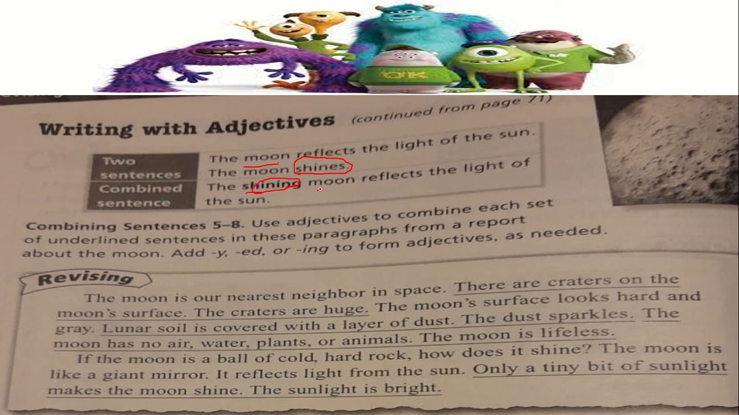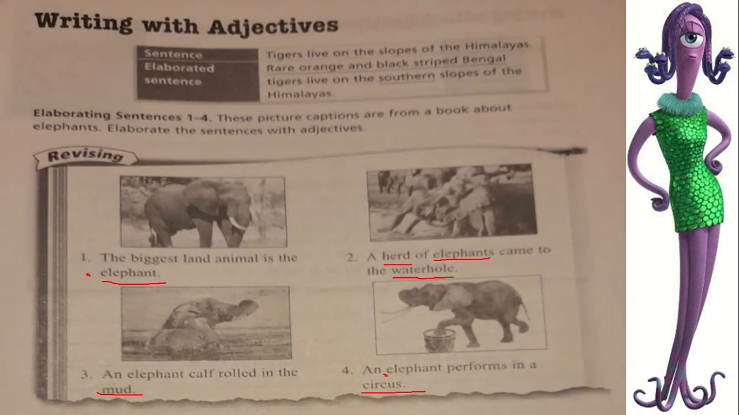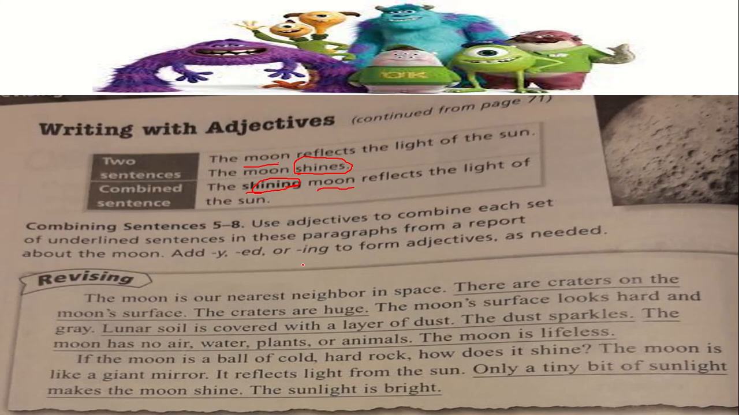Okay. So let's read the instructions. I hope you understood. Use adjectives to combine each set of underlined sentences in this paragraph from a report about the moon. Add y, ed, or ing to form adjectives as needed. The moon is our nearest neighborhood in space.